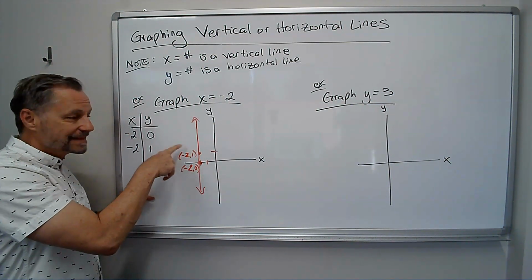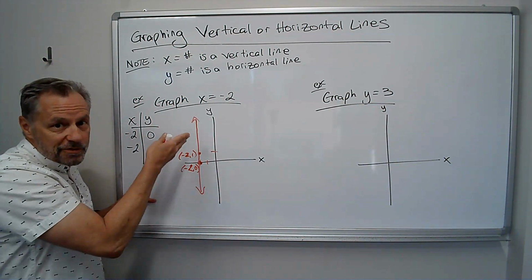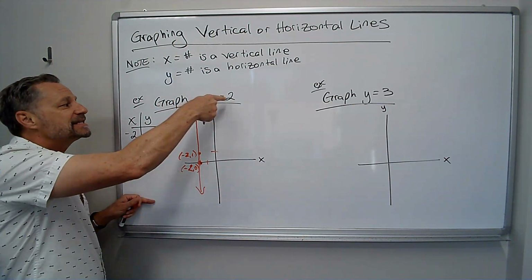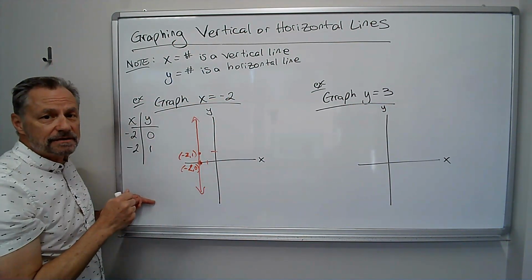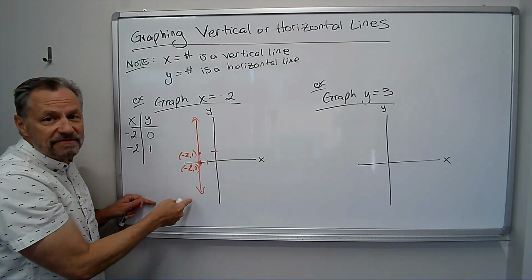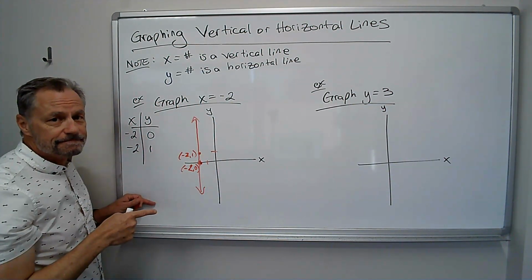I usually label my points after I graph so I don't draw through my labels. But x equals some number. Oh, look, it's a vertical line. Any point on this line has an x value of -2. That was my restriction. Okay?